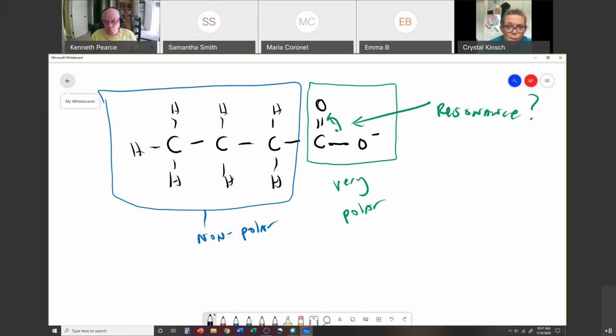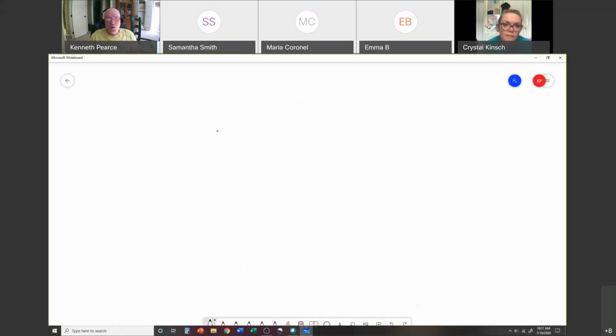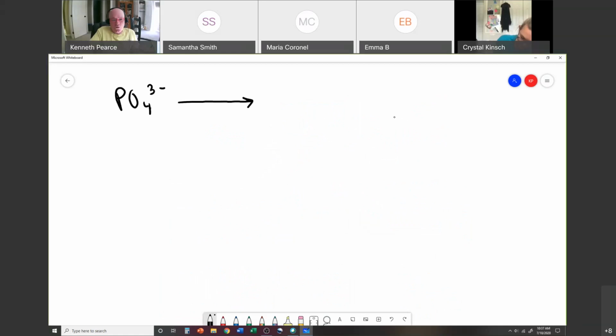So polar versus nonpolar, you should be able to look at a molecule and decide whether it's polar or not. Your ultimate skill here is to be able to start with something like a phosphate ion, and using Lewis dot structures, end up with something like this. This is the essential skill. I'm just diagramming out what you should be able to do out of this chapter. You should be able to go from there to there.